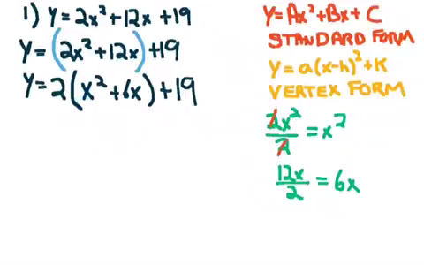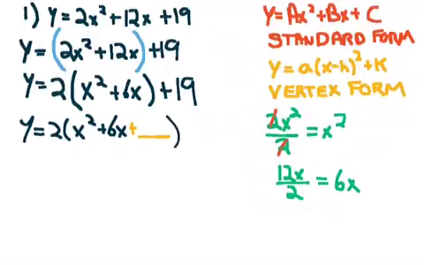So I'm going to rewrite this expression. y is equal to 2 times x squared plus 6x plus something, and I'm going to leave a gap, plus 19. So you tell me, what do I need to add inside these parentheses to make all of this inside the parentheses, so these 3 terms, a perfect square trinomial?